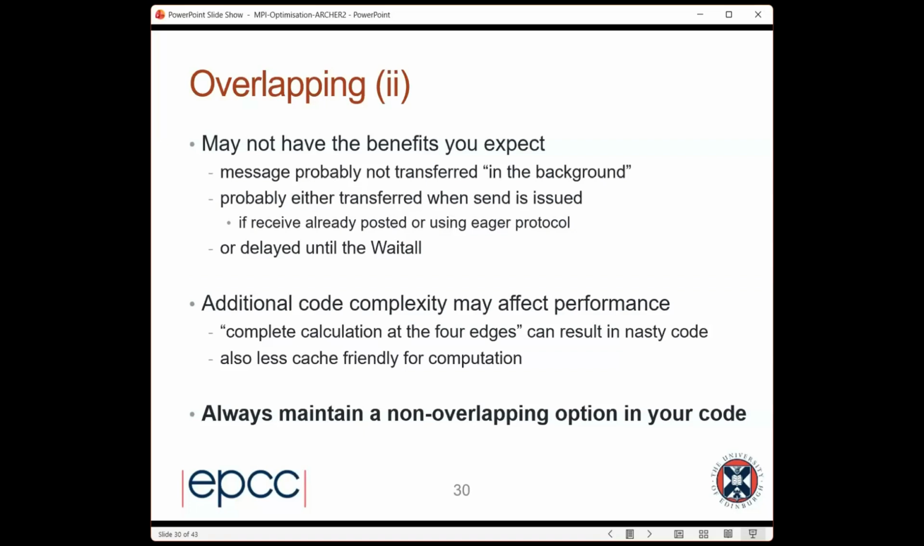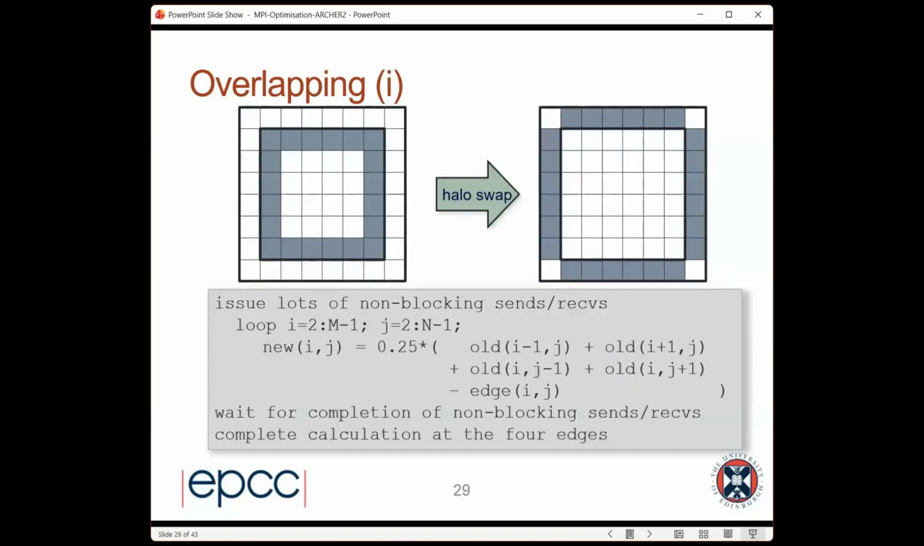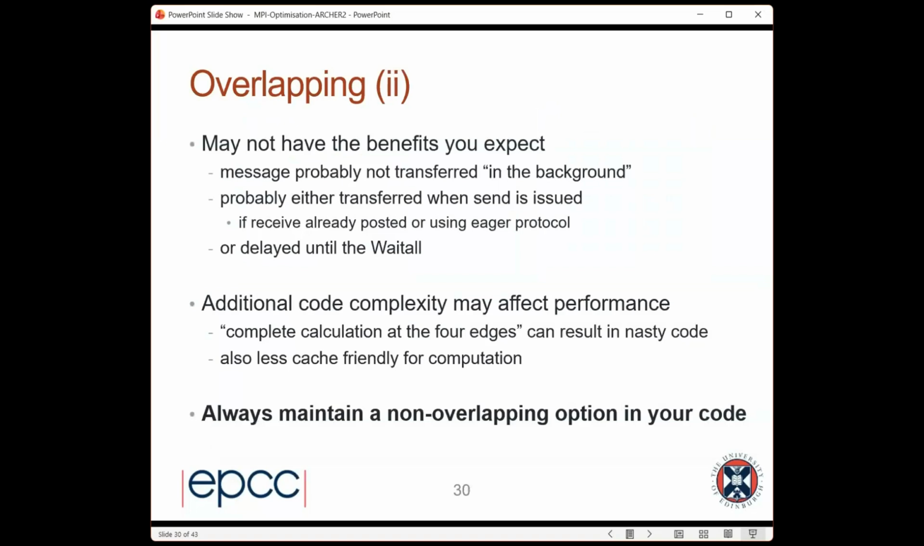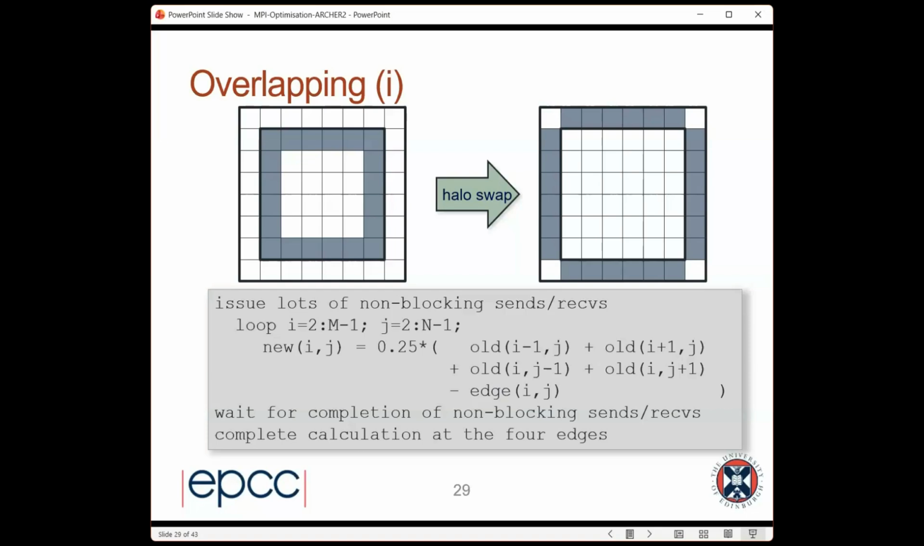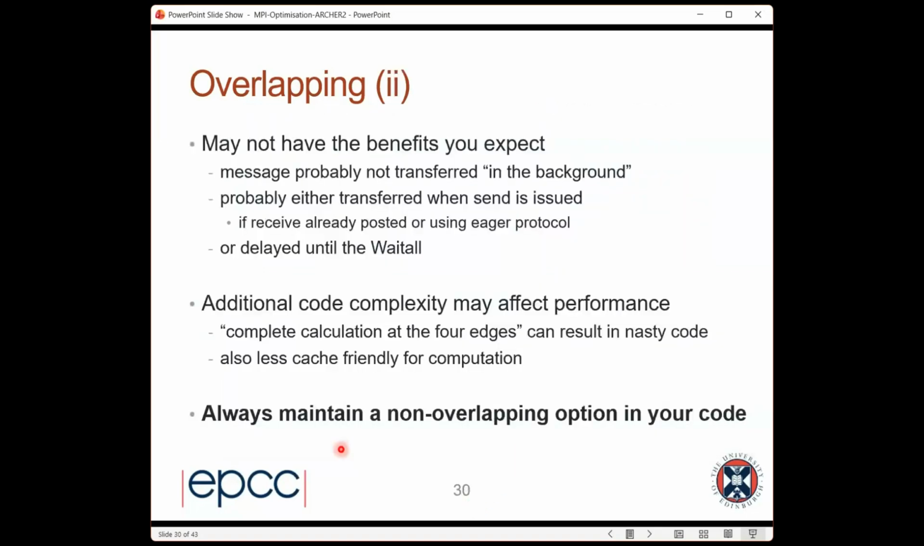This is also more complex code if you separate it out into these 2 phases of communicating, the core calculation, then tidying up at the edges. The code is more complex there. The complete calculation can result in nasty code. It can be less cache friendly. So my basic advice is, you're welcome to go away and implement an overlapping version of your algorithm, but always maintain a non-overlapping option in your code. When you run on a new platform, check that all this extra code you spent weeks and weeks putting in actually helps you. Often the naivest and most straightforward code can be the fastest, because the additional code complexity can outweigh any performance benefits.